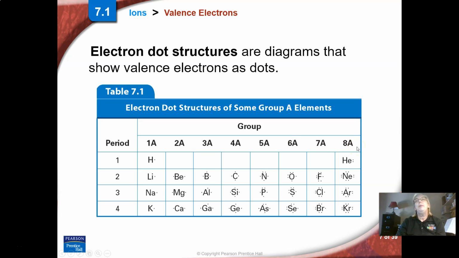Those numbers of the representative, the A elements, those are the only ones we're talking about here. The ones that have A at the top on the periodic table, those are the valence electrons, and they're very important, and we have to be able to draw these things.